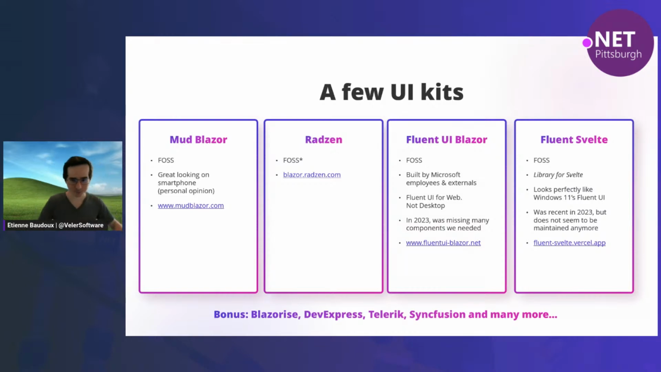Okay, so the first one is Blazor, free and open source, and in my opinion, it looks great on smartphone. But this is really a personal opinion. You can judge by yourself, of course. Then there is Raisin, which is partially free. There are some premium things that you can pay for, which is a good way to support them.